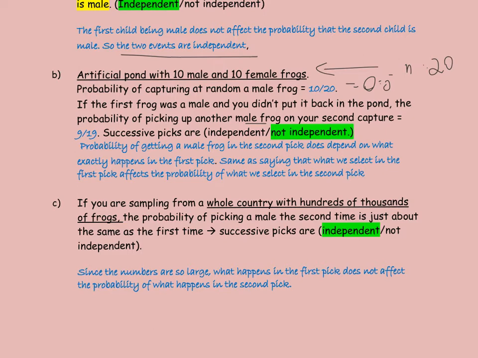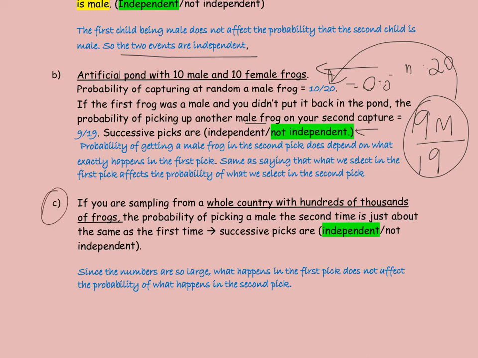So now if you think about it, you'll have to consider what happened in the previous pick. In the previous pick we got a male frog, which means now in the artificial pond we have just 9 male frogs because one has been captured, and we have 1 frog less, which means we have 19 frogs. So the probability of the second capture being male is 9 out of 19. Now here, when we were calculating the probability of selecting a male frog in the second capture, we did have to consider what happened before, which means the two events are not independent.